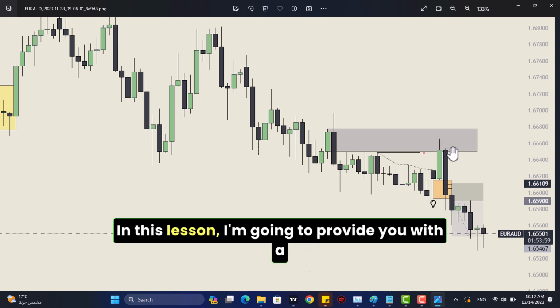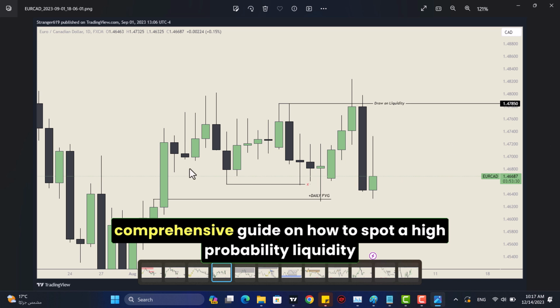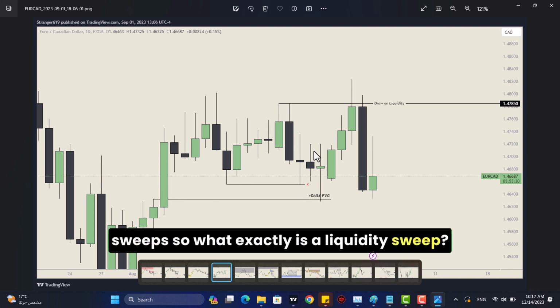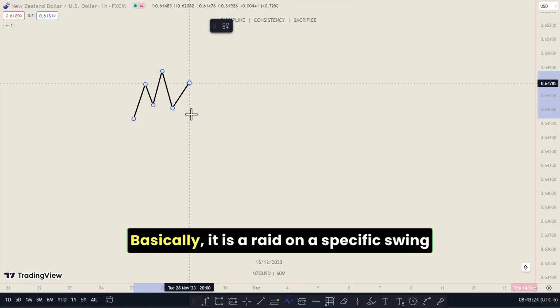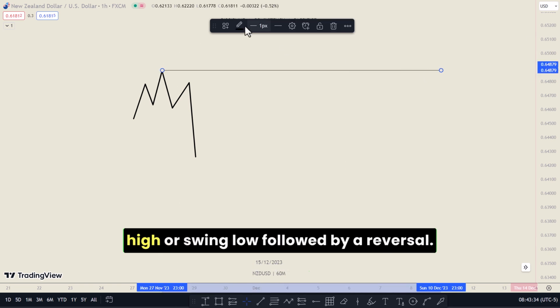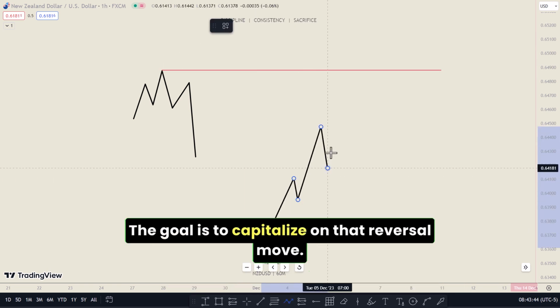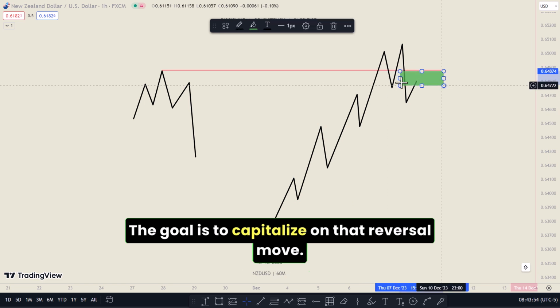In this lesson, I'm going to provide you with a comprehensive guide on how to spot high probability liquidity sweeps. So, what exactly is a liquidity sweep? Basically, it is a raid on a specific swing high or swing low followed by a reversal. The goal is to capitalize on that reversal move.